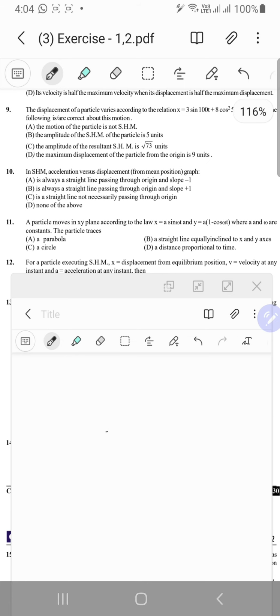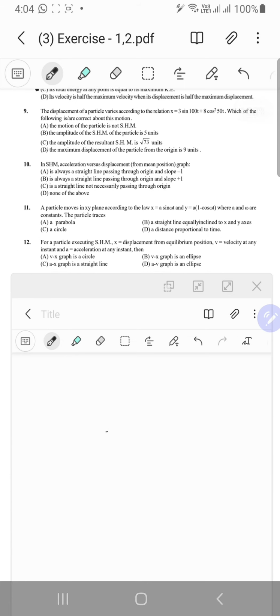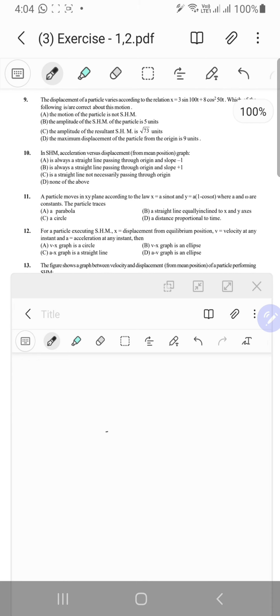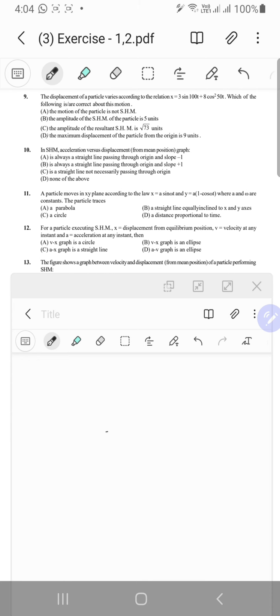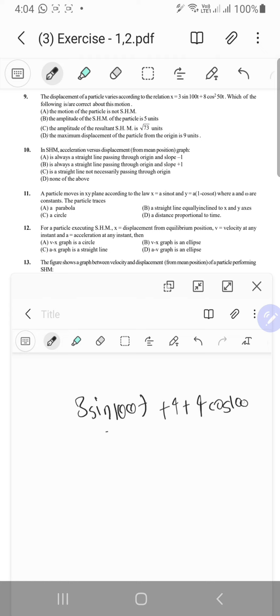Okay, whatever. Next question. The displacement of a particle varies according to the relation x equals 3 sine 100t plus 8 cosine squared 50t. Yeah, 3 sine 100t plus, it's like 4 into 2 cosine squared is like 4 plus 4 cos 100t, so it's like 4 plus 5 sine of 100t plus sine inverse of 3 by 5. Cool.